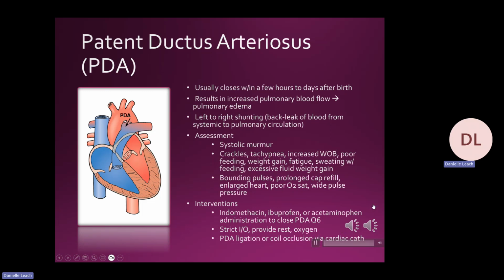So the first disorder we're going to talk about is the patent ductus arteriosus. A couple of slides ago, I talked about the ductus arteriosus, which is this structure right here that is connecting the aorta to the pulmonary artery. This is normal in fetal circulation and for fetal development. However, we call it a patent ductus arteriosus, or a PDA for short, after it stays open longer than we would expect. Patent means basically open and unobstructed.